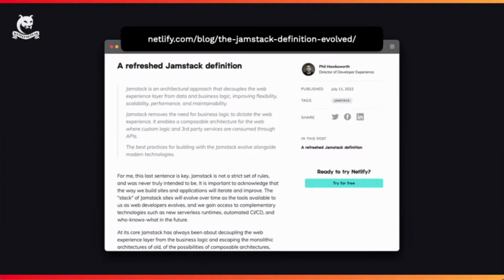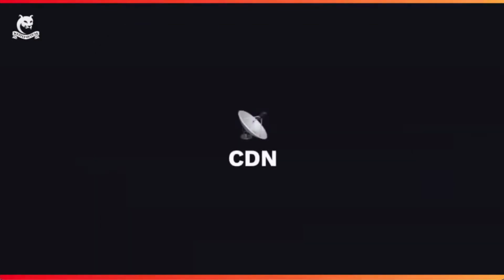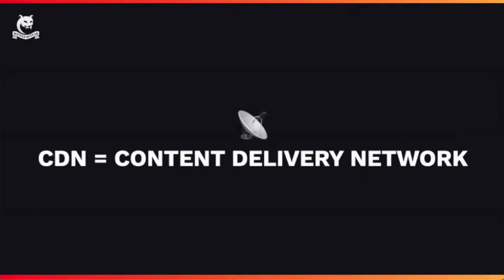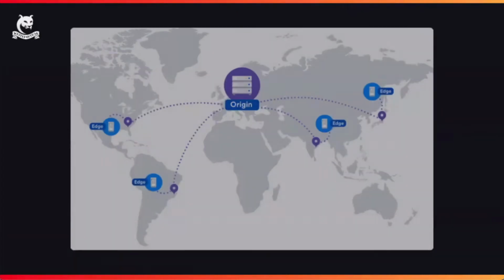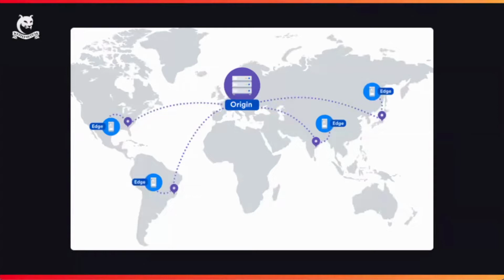And one of the key technologies that powered Jamstack architecture from the beginning was the CDN, or Content Delivery Network. A CDN is a network of servers distributed around the world, working together to serve cached, static, and pre-built content to users from the closest server location possible. Keep this in mind, and it will become important in a moment.